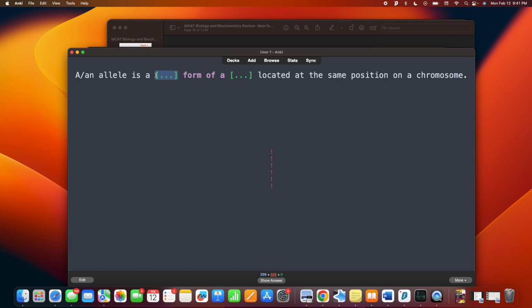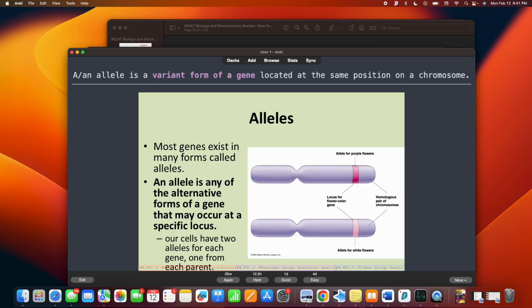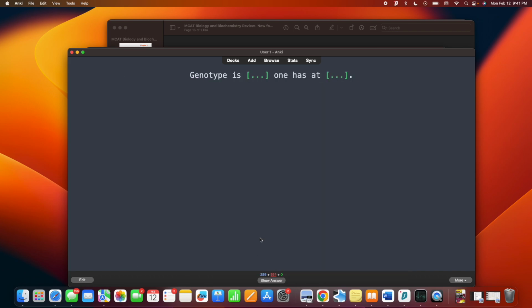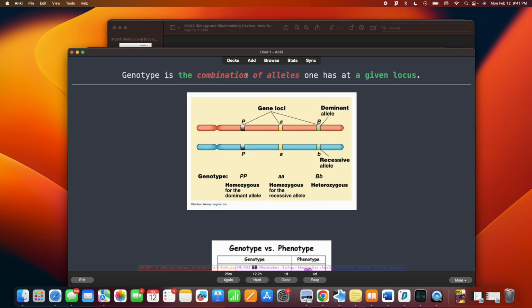It is a variant form of a gene. I just had this card earlier in the day, so this is a hard card for me. Genotype is what one has at what? It's the combination of alleles one has at a given locus.